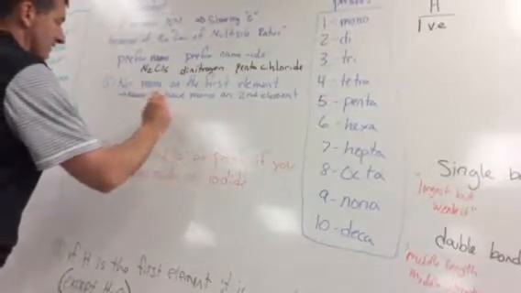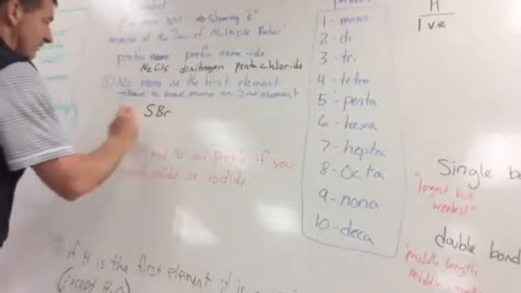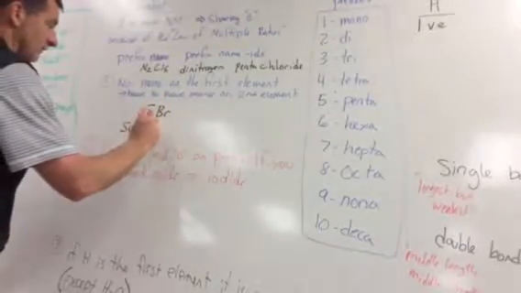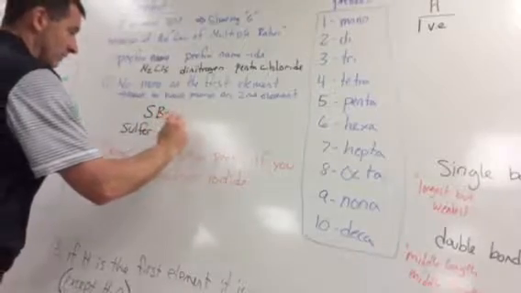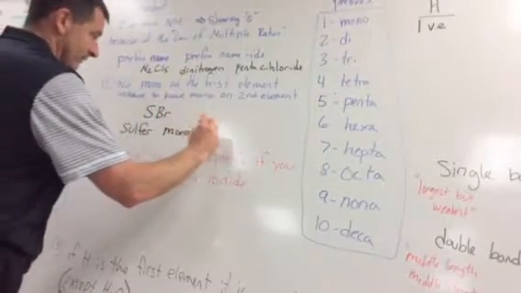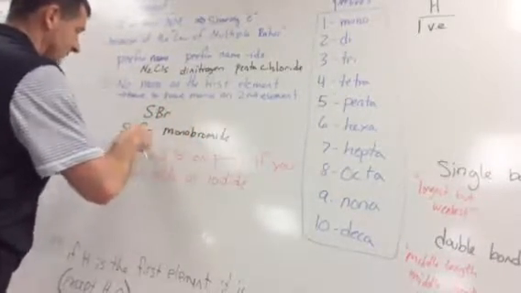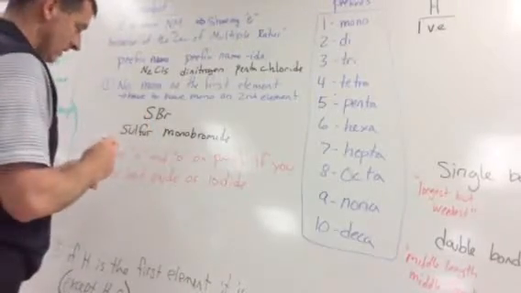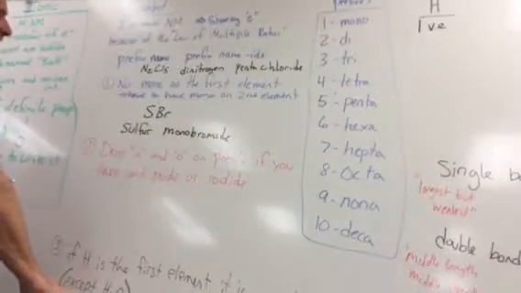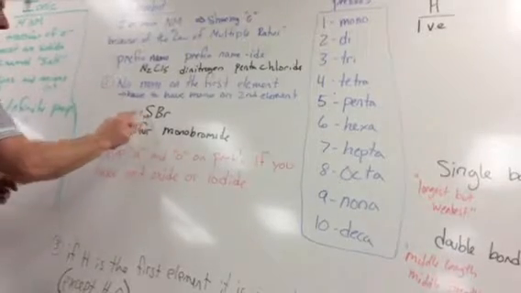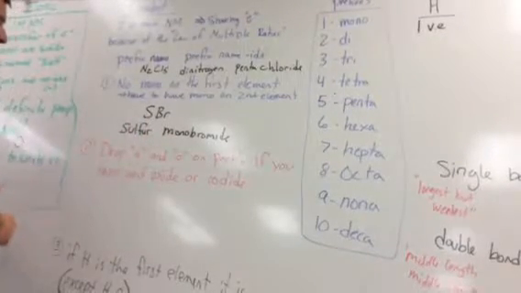So if I have this, this would be sulfur monobromide. I think I spelled sulfur. There we go. Sulfur monobromide. So like I said, no mono on the first element, but you have to have it on the second. All right?